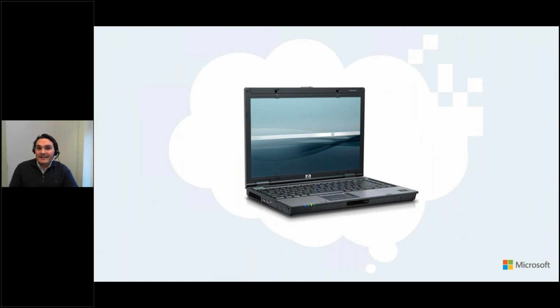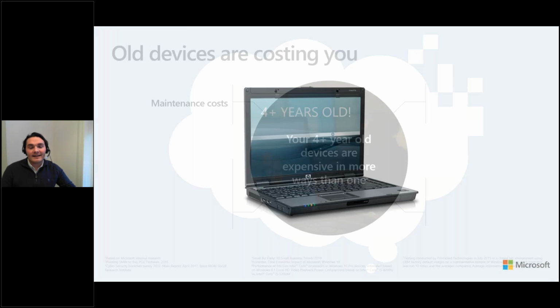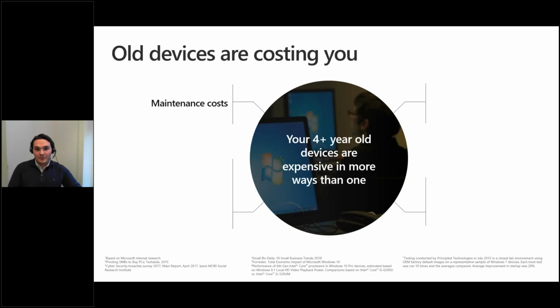Because it's easy to think that upgrading to a new device or a new OS would only be attached to a cost. But reality is that being on an old device or an old OS is actually even more costly. And how is that even possible?